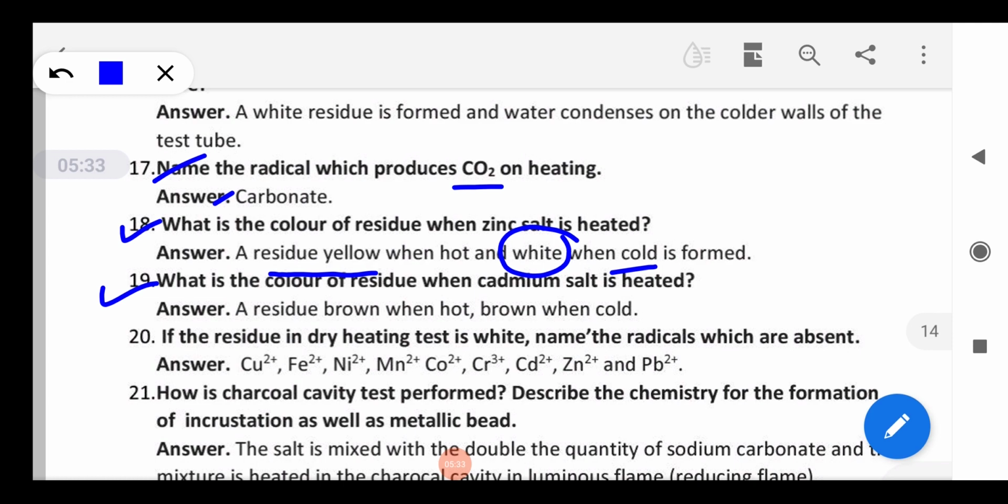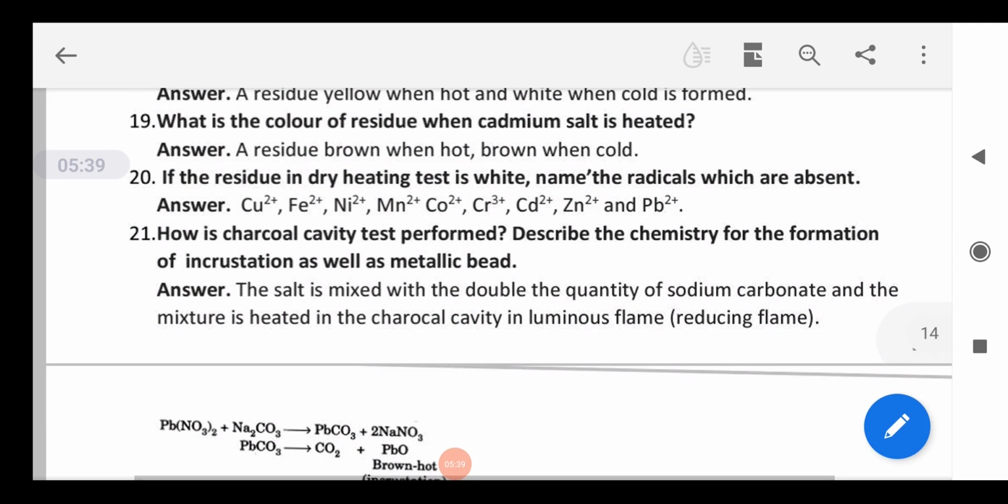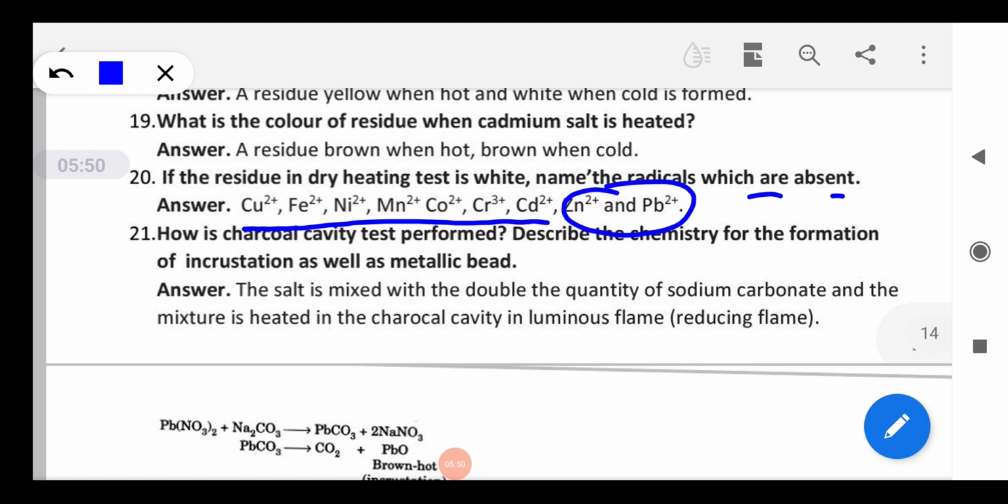So cadmium salt, when it is heated, gives a brown residue in hot as well as in cold condition. Question number 20. If the residue in the dry heating test is white, name the radicals which are absent. So all the colored ions and some colorless ions are absent.